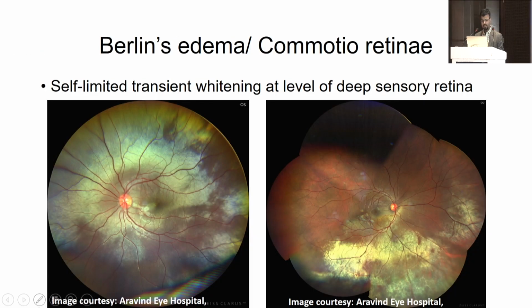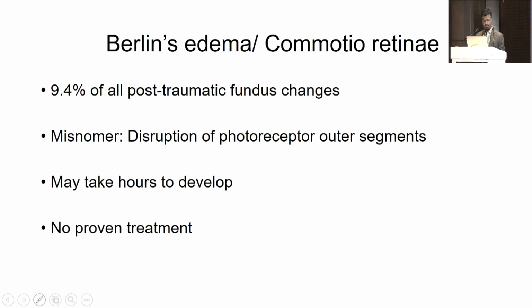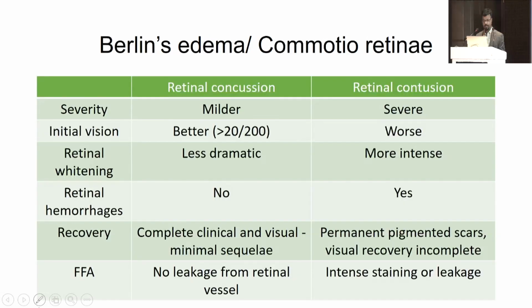Then coming on to Berlin's edema or commotio retinae, it is a self-limited transient whitening at the level of the deep sensory retina. It accounts for 9.4% of post-traumatic fundus changes. It is actually a misnomer because there is no actual edema. It is caused by disruption of photoreceptor outer segments. It may take hours to develop and there is no proven treatment.